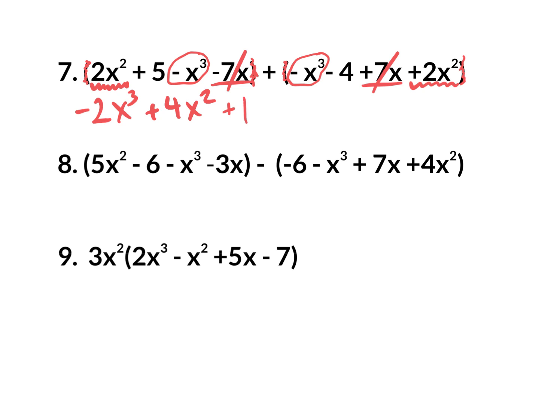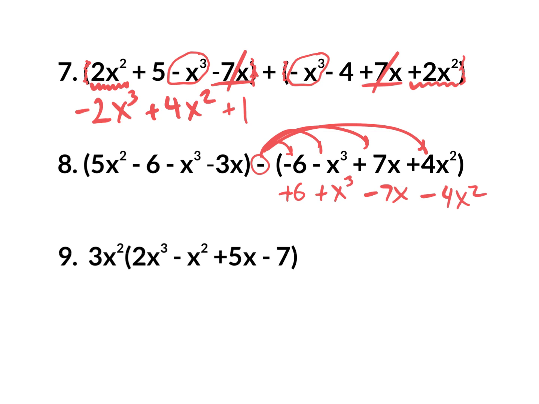So this is really just adding and subtracting, right? If you have a plus sign between your parentheses, you could just ignore the parentheses and start combining like terms. But if you have a minus sign, you have to distribute the minus sign. That causes all the signs to change. Okay, so this minus sign is going to make that a positive 6. It's going to make that a positive x to the third. It's going to make that a negative 7x. It's going to make that a negative 4x squared.